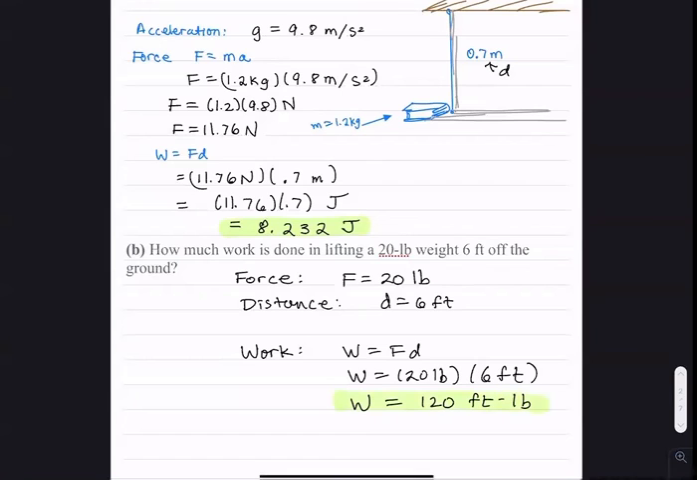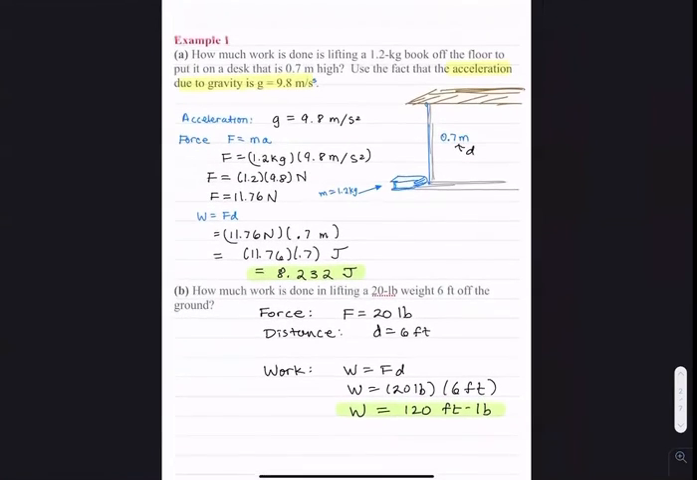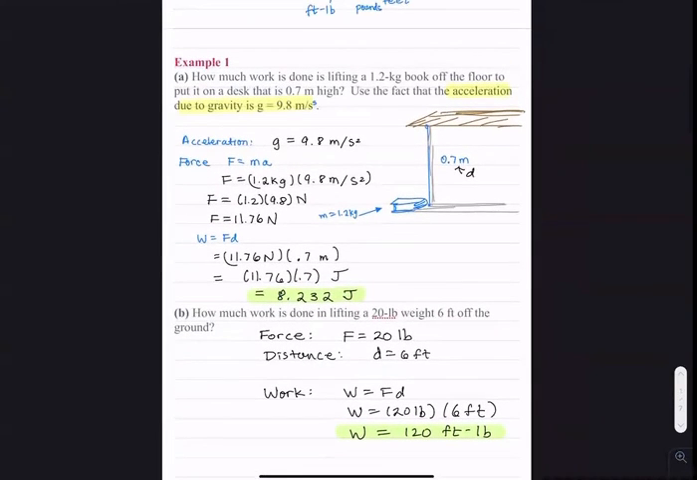Are there any questions about that? Do you have any questions about how to do that problem? This is a problem where this fits into the heading of constant force. Force is constant.